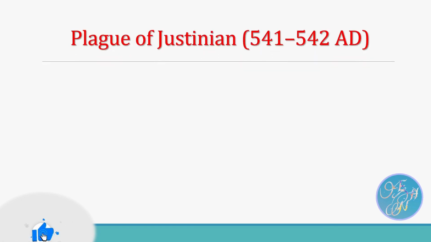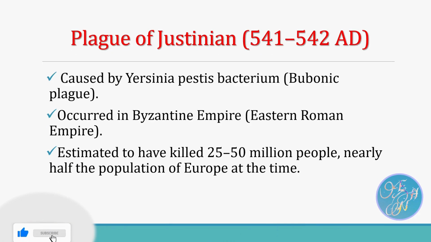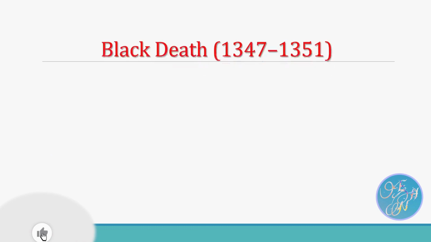It weakened the Roman army and eventually contributed to the empire's decline. After this, just a few centuries later, the Plague of Justinian struck in 541 AD. It was caused by a bacterium known as Yersinia pestis, the same one responsible for another famous plague we'll talk about soon. This pandemic devastated the Byzantine Empire, killing up to 50 million people. Imagine that. Nearly half of Europe's population at the time was affected.